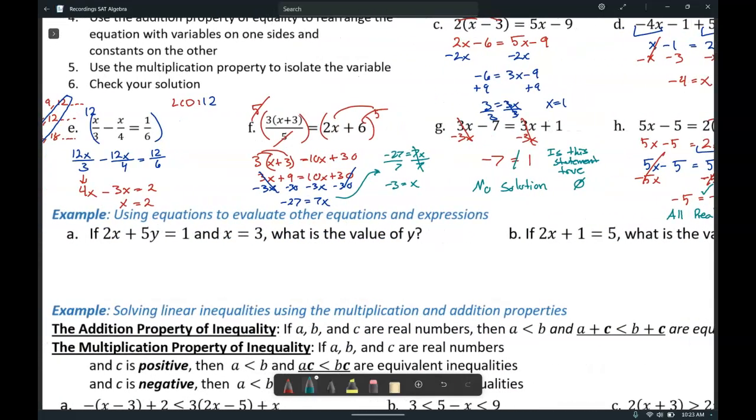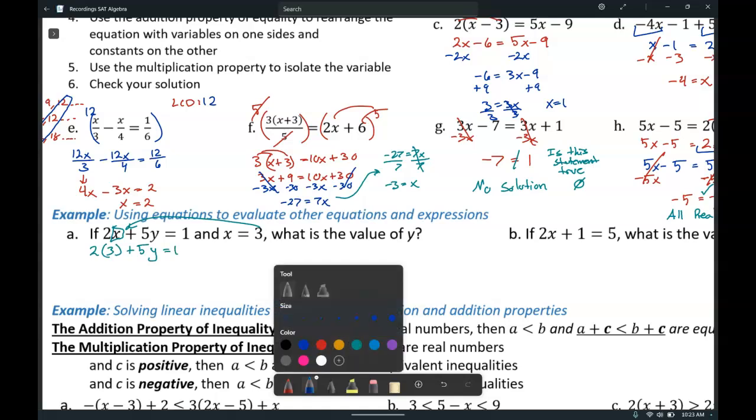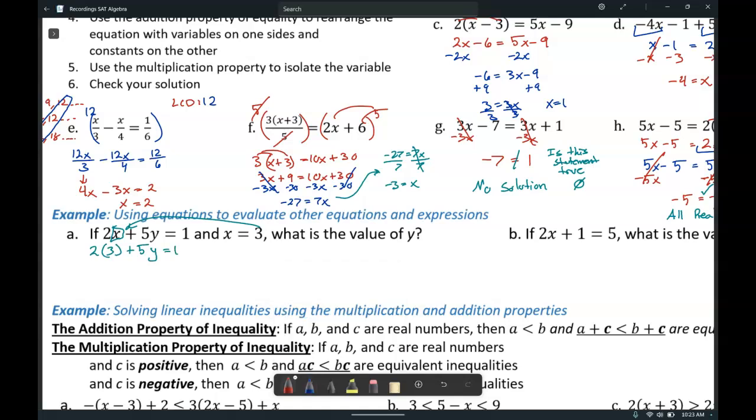Let's continue by using equations to evaluate other equations. And so what we can do is we can establish what something is and use it to continue to solve. So here we have the equation 2x plus 5y equals 1, and x equals 3, we want to solve for the value of y. We can say, well, if x equals 3, I can take this x and just replace it with 3. We're left with 2 times 3 plus 5y equals 1. And now we can work through the process of simplifying and try to solve.